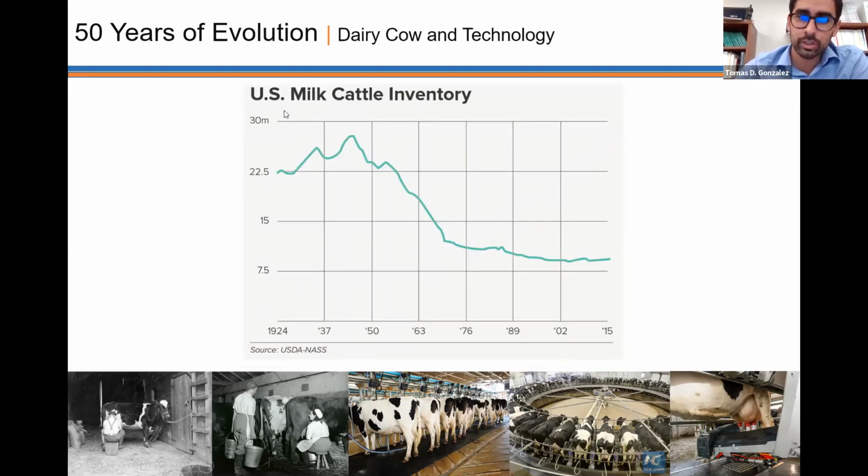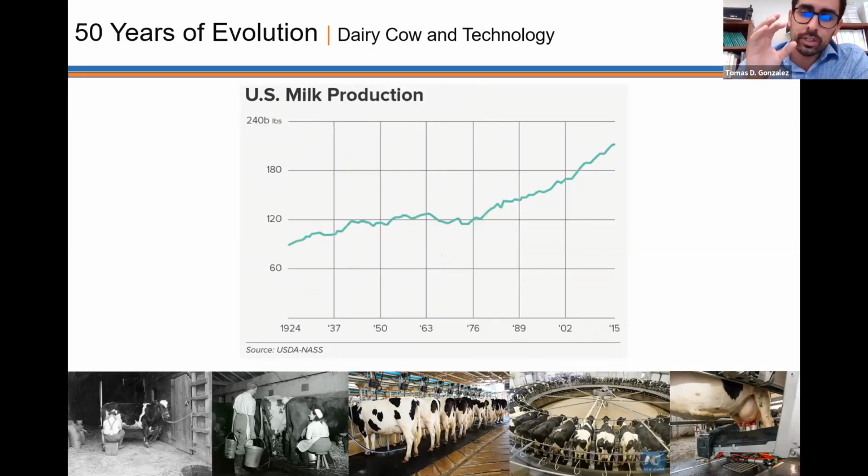This one is about the inventory of animals in the US. Again, the x-axis shows the years over the last 50 years or so, and the number of animals in millions in the US. You can see that since the 1950s the number has been decreasing by a lot. But something really interesting here is that the milk production of these cows is increasing. In the x-axis you can see the years again, and here is in pounds how much the cows are producing, in millions. You can see that in the last years, production is going high.